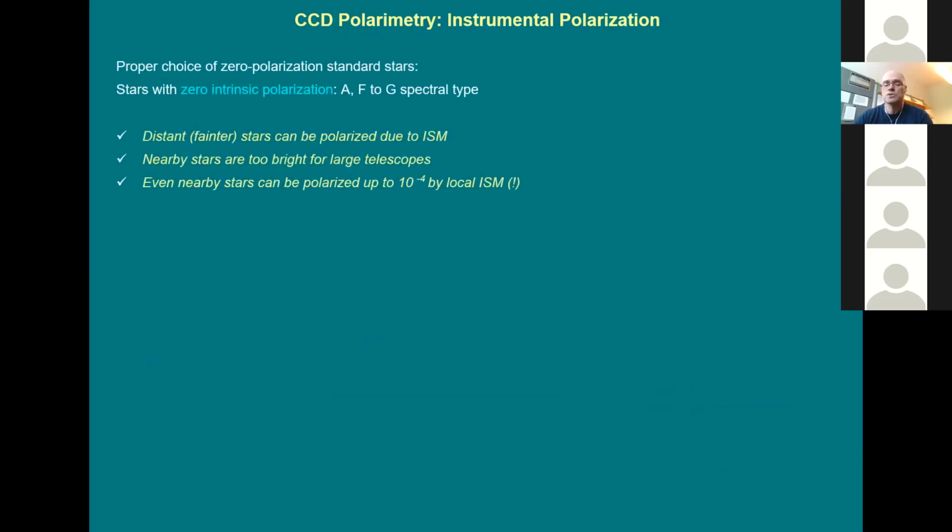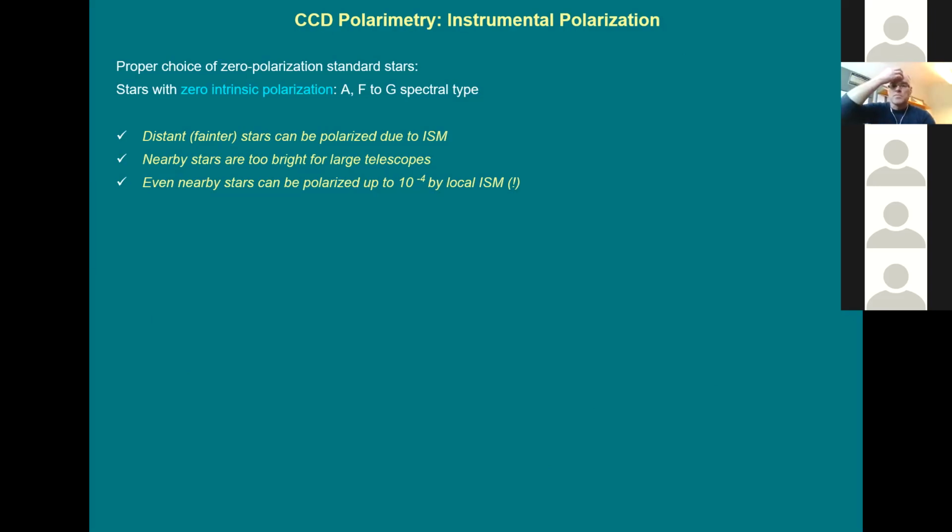In order to do so, you should properly select zero polarized calibration stars. Most suitable for this purpose are stars of A, F, and G spectral types. They must be single, non-variable, with no spots, no strong magnetic field, no debris disk, geysers, or dust envelopes. In such a case, these stars should not demonstrate any intrinsic polarization up to 10⁻⁶.